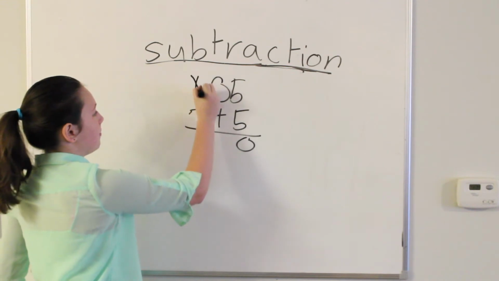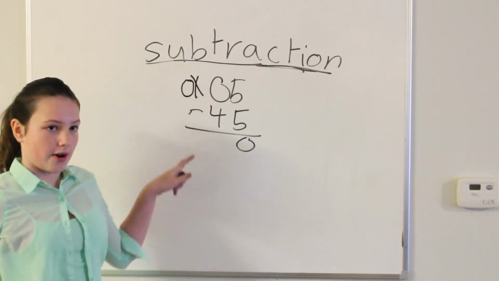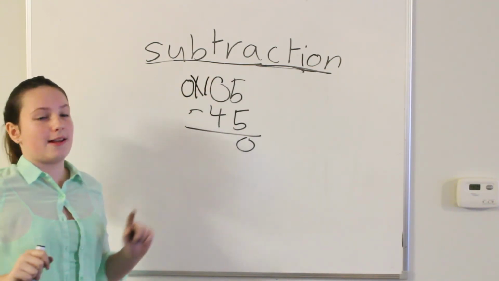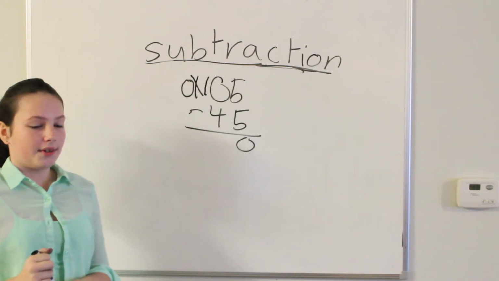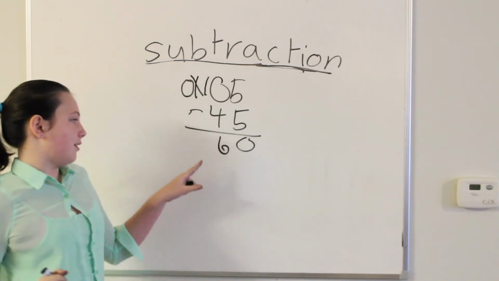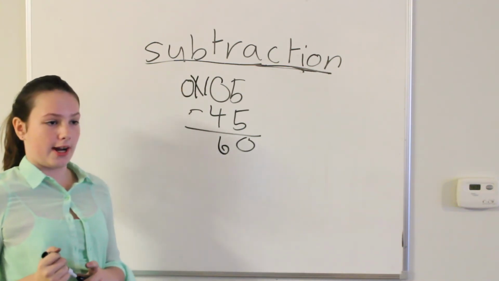So we would have to borrow 1 from the hundreds place, which makes it a 0. Then we'd bring that 1 over to the tens place, which makes it 10. 10 minus 4 equals 6. So 60, we don't have anything to subtract here, so 60 is going to be our answer.